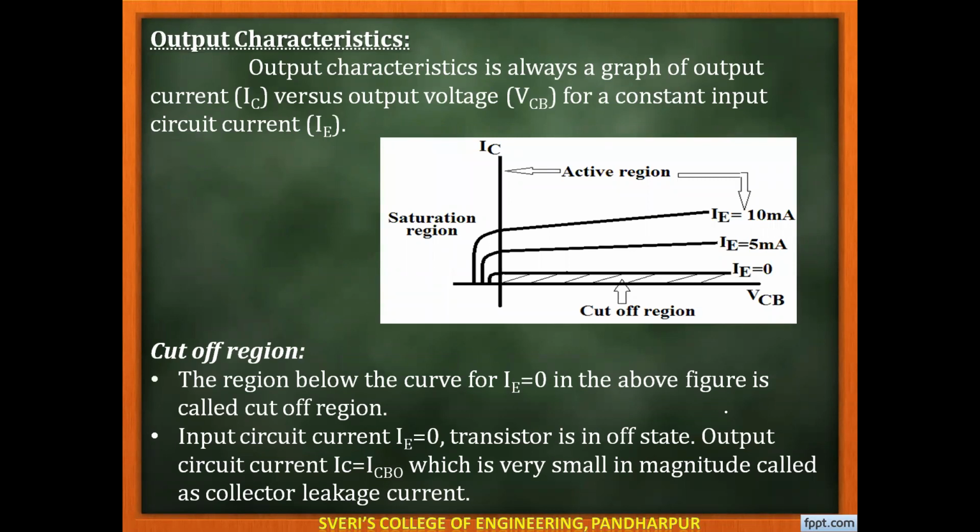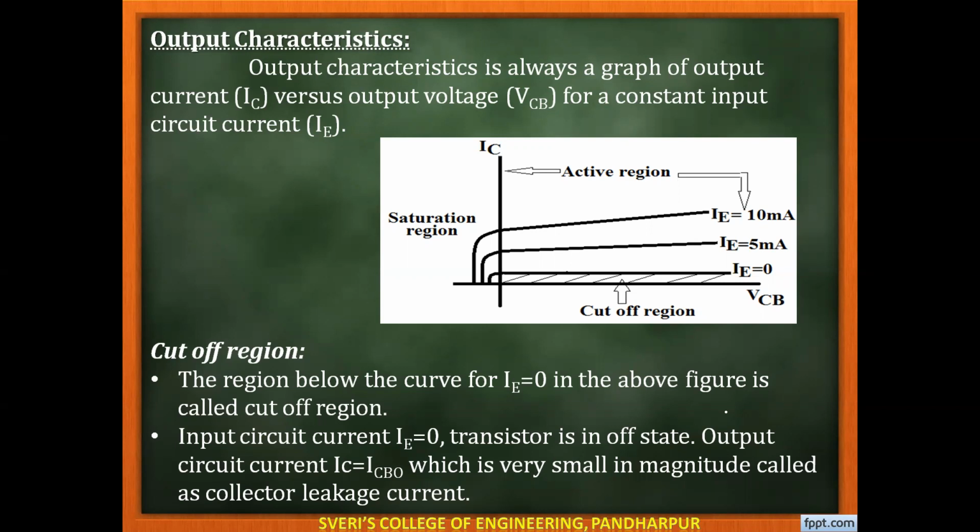As I already explained, only the cut off region and the active region, but here in this diagram, the saturation region is also explained. Output characteristics is always a graph of output circuit current IC along the y-axis, output circuit voltage VCB along the x-axis, and for that the constant input circuit current, that is IE. Now the first region, the shaded region, shows the cutoff region, and we already discussed the active region.